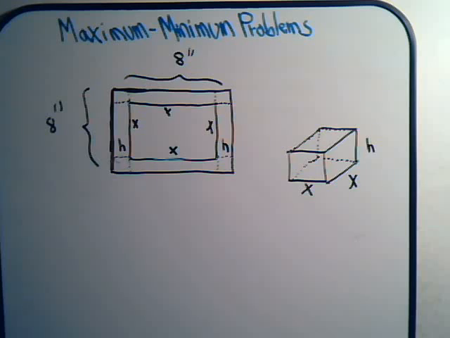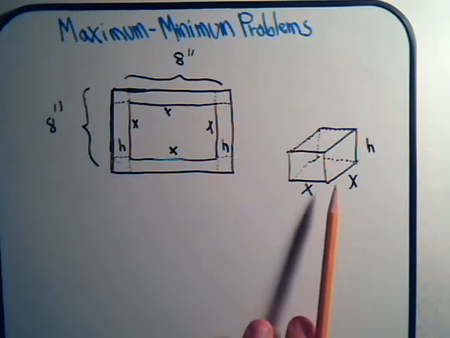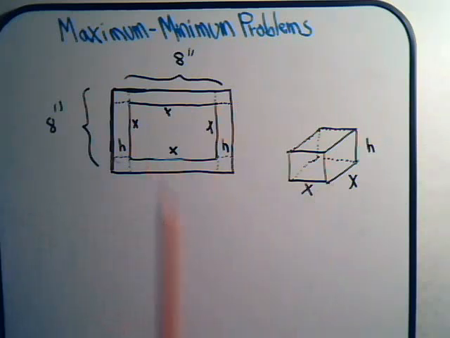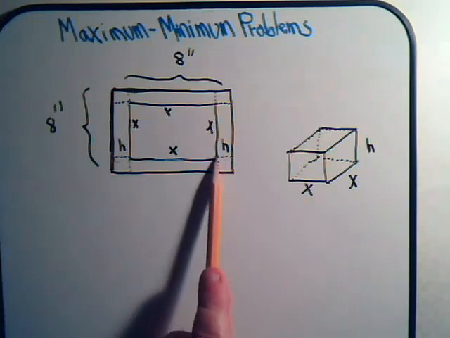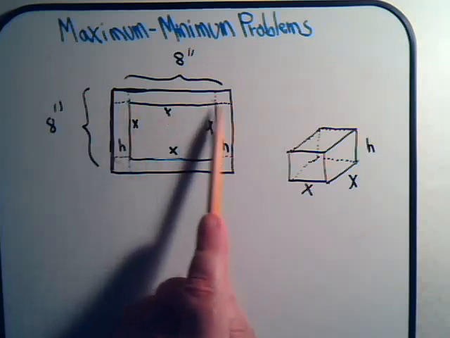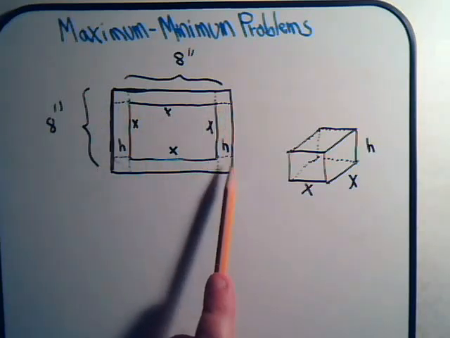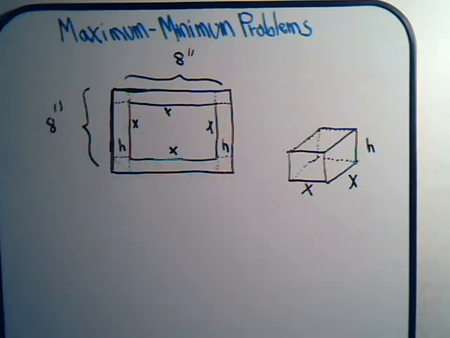And the question we have is, if we do that, what is the maximum volume that the box can have? In order to construct a box that has the most amount of volume, should I cut in here 1 inch on each side, a half an inch, an inch and a half, 2 inches? That's what we want to determine.